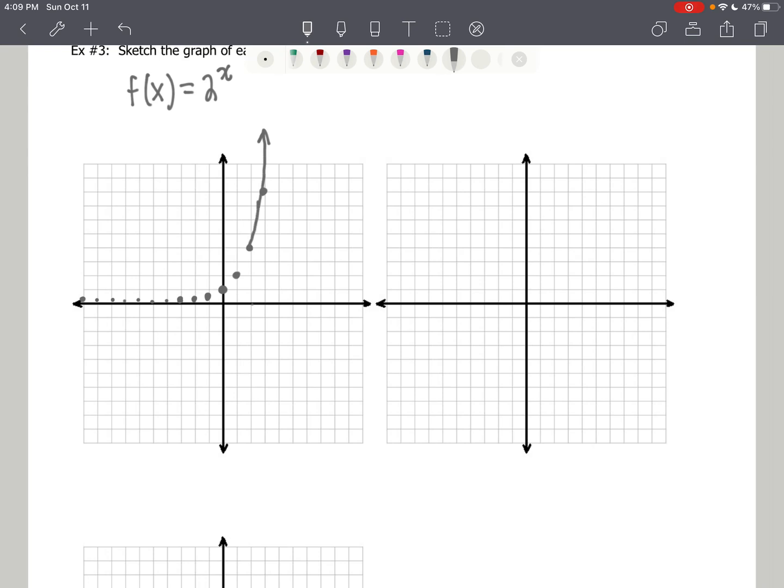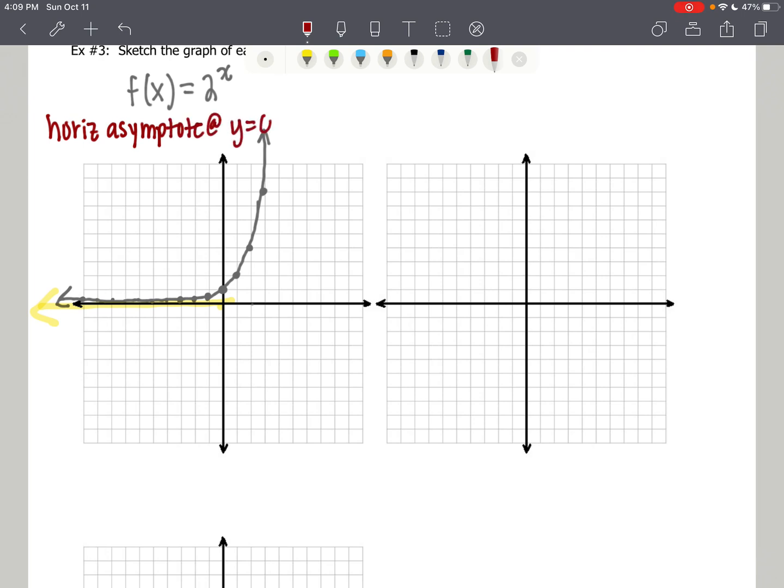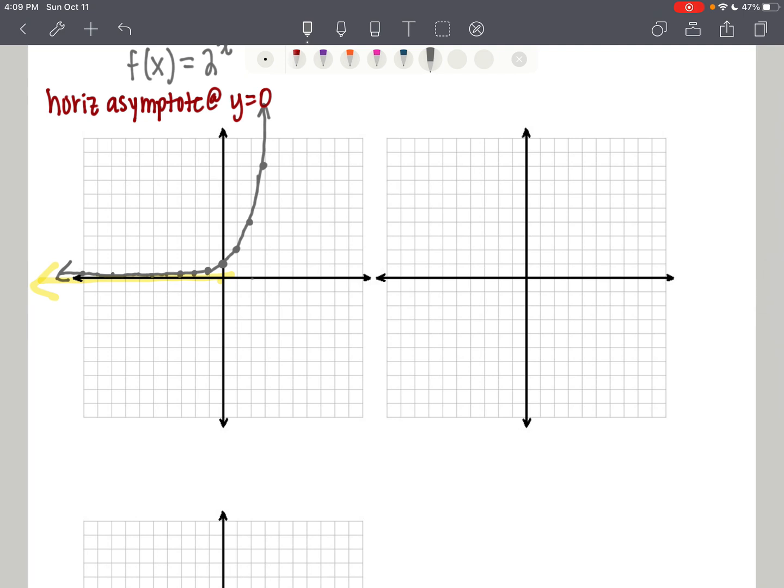The graph f of x equals 2 to the x power is an exponential graph that on the left has a horizontal asymptote at y equals 0, meaning that function value is never going to equal 0, but it's going to get very, very close. Now the accuracy when we're drawing these is very important. So I'm looking for specific lattice points. Let's look at the next one.